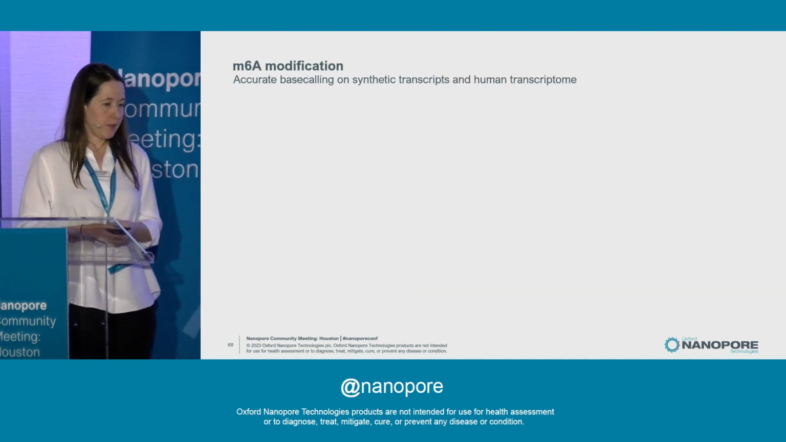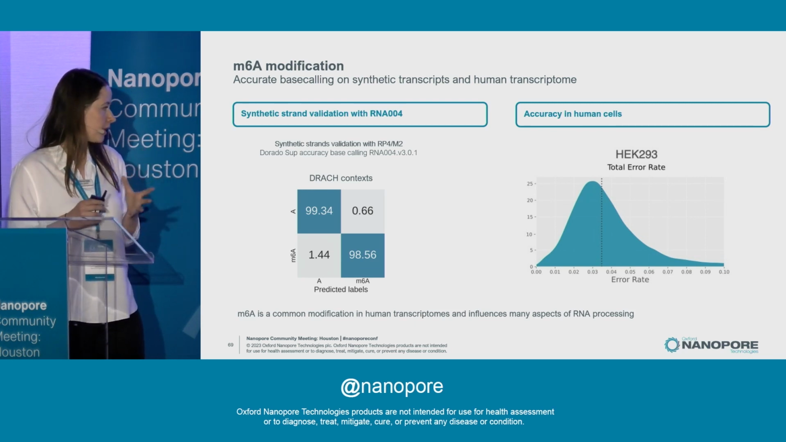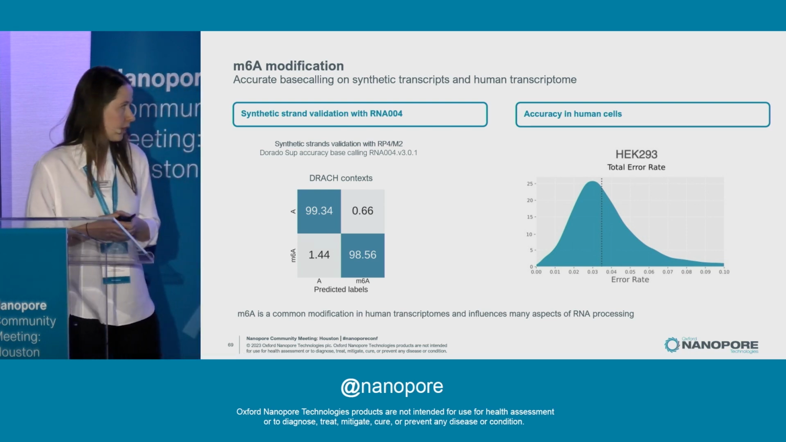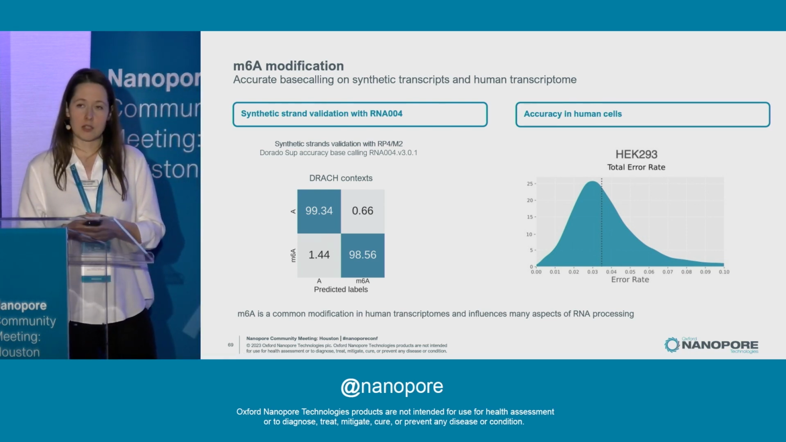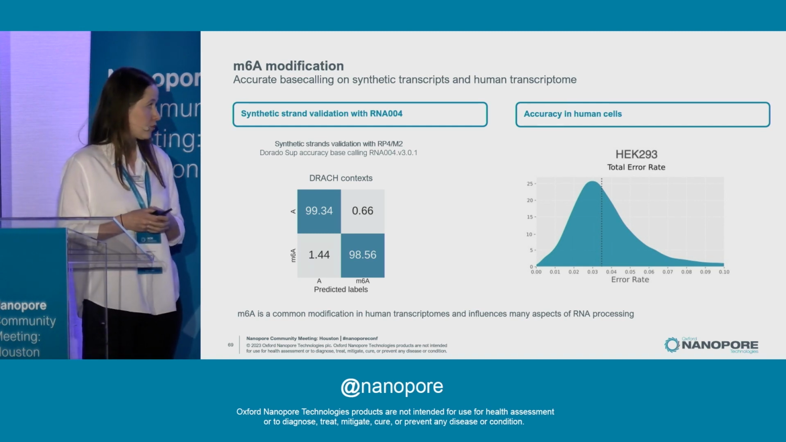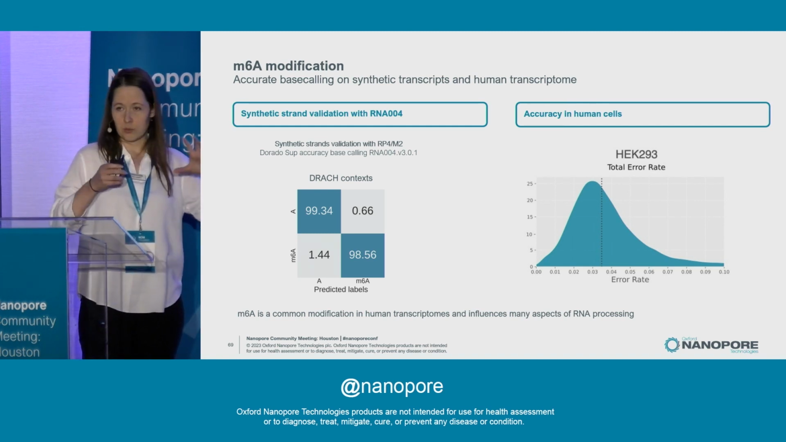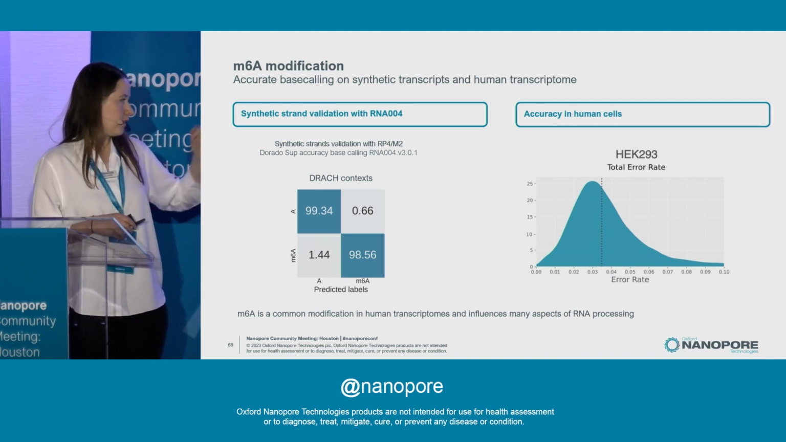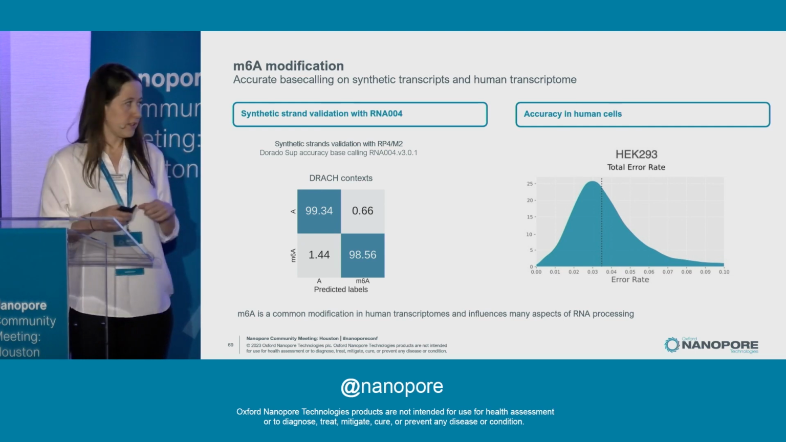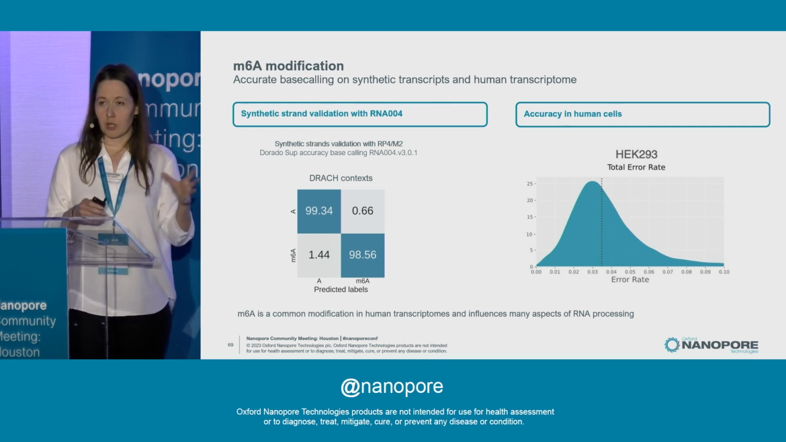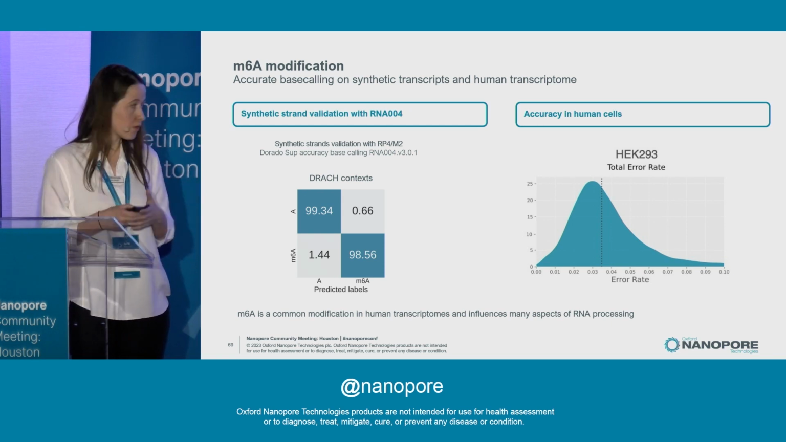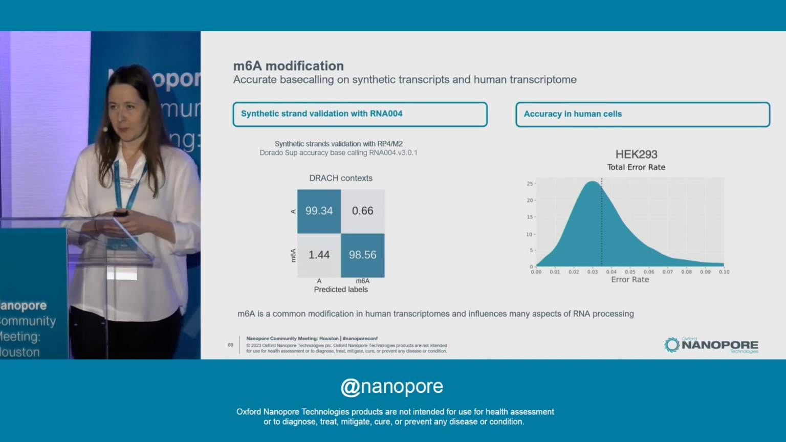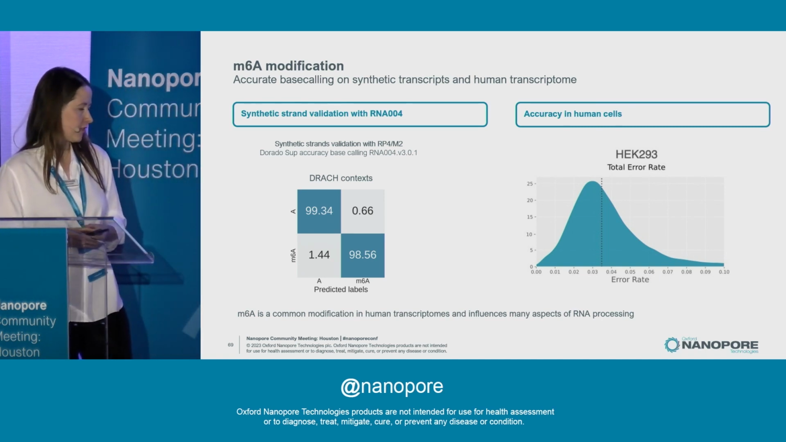So m6A. This is a very common modification in human transcripts, probably the most common one. And we now have a model that supports this. We've validated it using synthetic strands with RNA004 to see how well we can discriminate between A's and modified A's. From this confusion matrix, you can see that the separation is very clear. This model also has very high base calling accuracy, with an error of less than 4%. So you can nicely base call and map your data against the human reference.